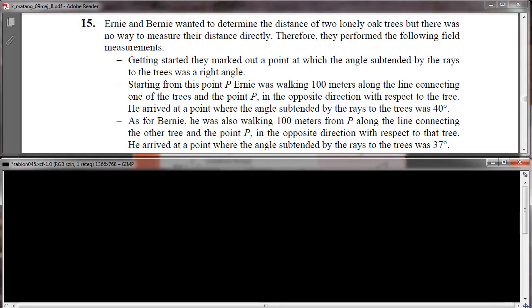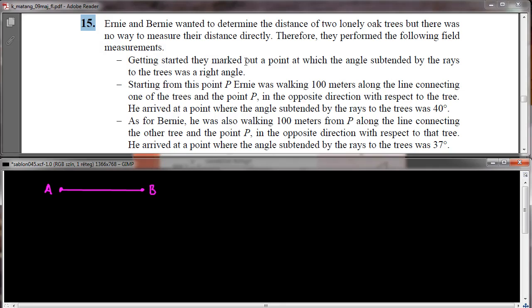Okay, hello everyone. Let's see exercise number 15. So, Ernie and Bernie wanted to determine the distance of two lonely oak trees, but there was no way to measure their distance directly. So, let me draw it right away. So here's a tree, and then there is another tree, like here. And this is the B tree, and they wanted to measure this distance, but there was no way to measure their distance directly. So therefore they performed the following field measurements.